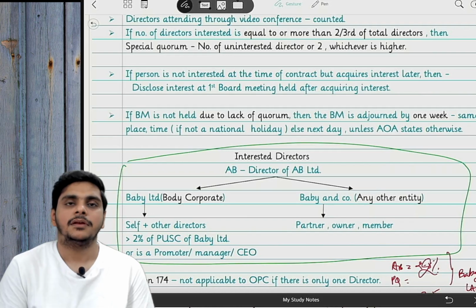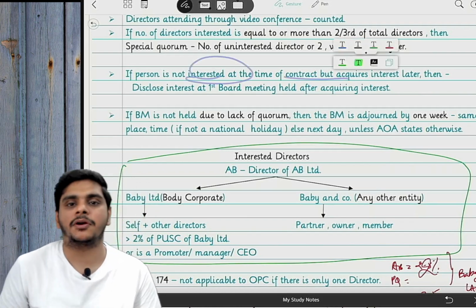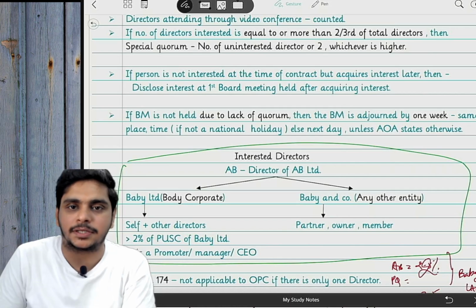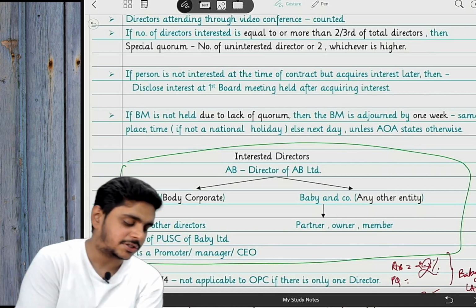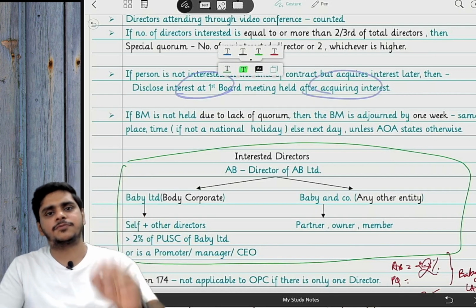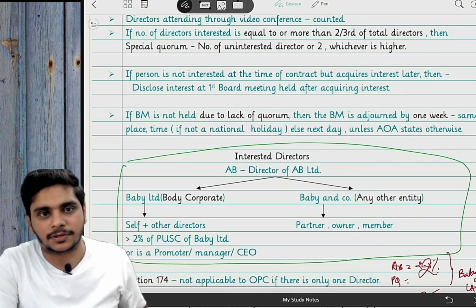Now, if a person was not interested at the time of entering into a contract, but later acquires the interest, then he should disclose the interest at the first board meeting held after acquiring the interest. You just have to disclose.